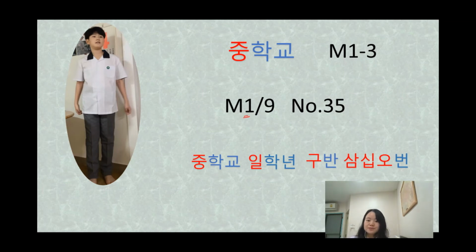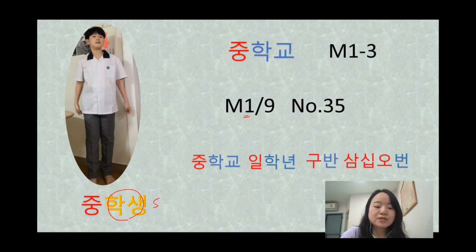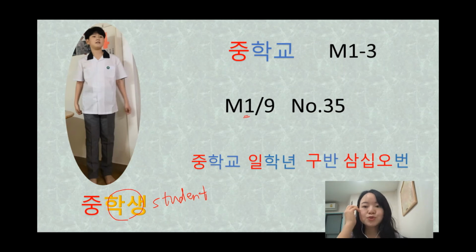Okay. So which class? 중학교 1학년 9반. The number 35번. Okay. And he is a middle school student. It's 중학생. 학생 is student. So elementary, 초등학생. Here, middle school, 중학생. Okay, so he is a middle school student. 중학생입니다. 그는 중학생입니다.